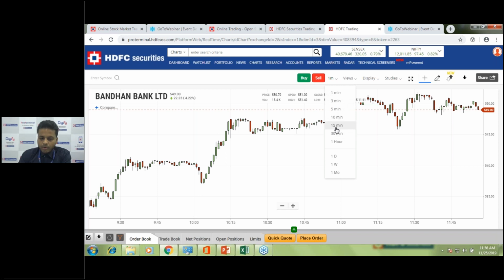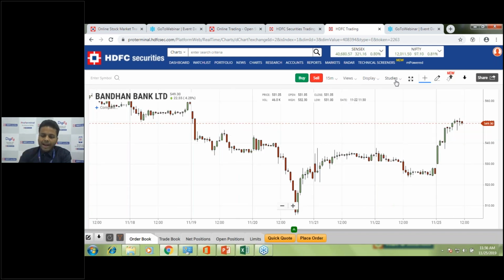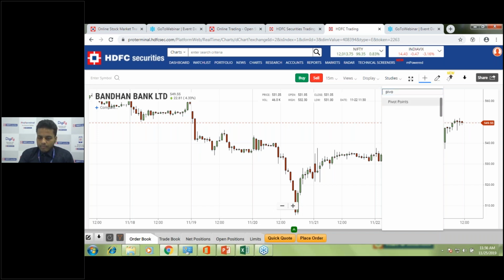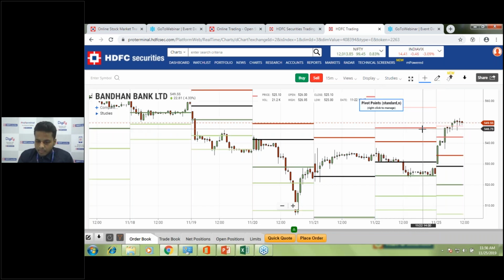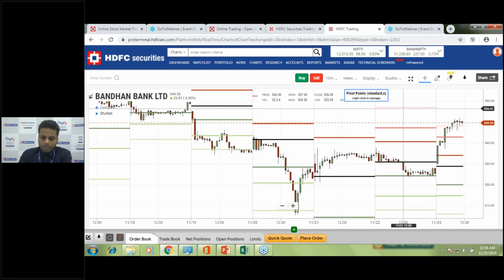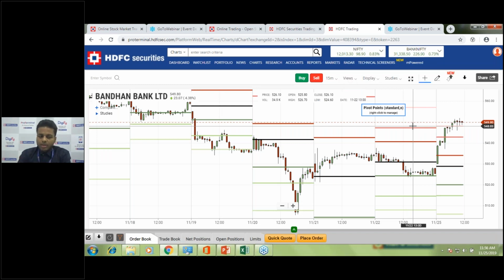Again, let us go for the 15-minute time frame. And in order to add the pivot points, R1, R2, in a graph, we just have to go to the study, enter pivot points, and the pivot points will be entered over here. So after selecting a stock from the radar, we can open a chart of that particular stock, do our own studies and take a trade in it.